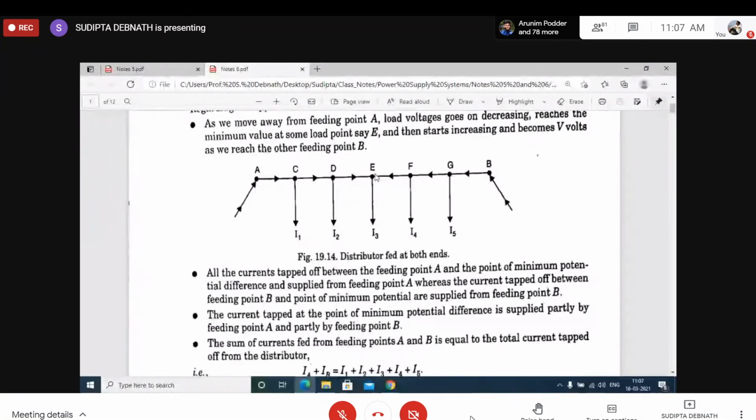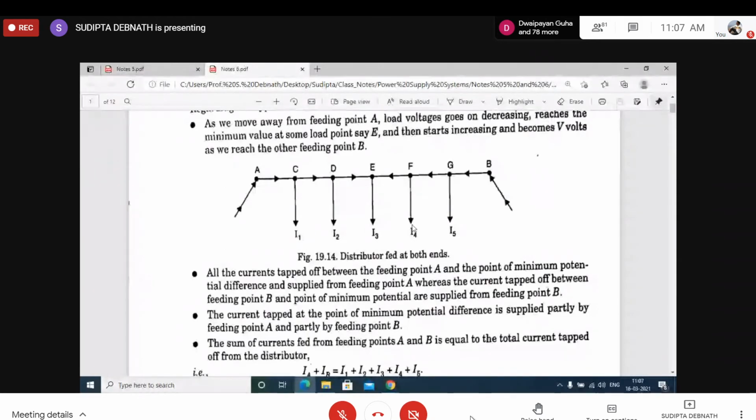Suppose we don't know the point of minimum potential. In that case, what will we do? We will consider the current flowing in the same direction for calculation purposes. If it reverses, of course, we will get a negative sign. So no problem, you consider current flowing in the same direction. So what will be the current in EF? Current in section EF will be IA minus I1 minus I2 minus I3. Current in section FG will be IA minus I1 minus I2 minus I3 minus I4.